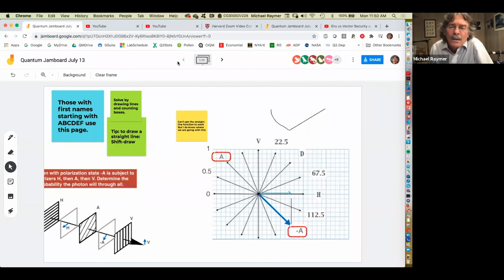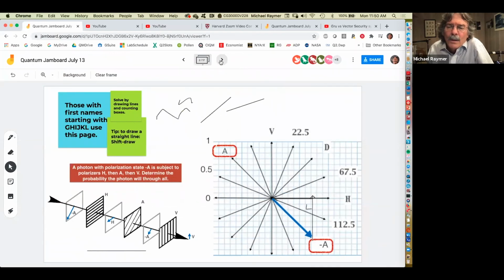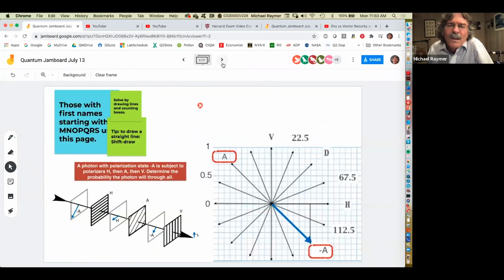On page 1, somebody just erased a line which was actually correct. So redo that. Good, good, perfect. Okay, page 2 and page 3, you have to draw that straight line projecting onto the minus A axis.